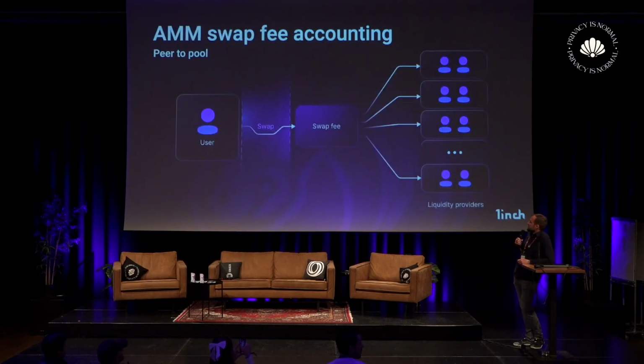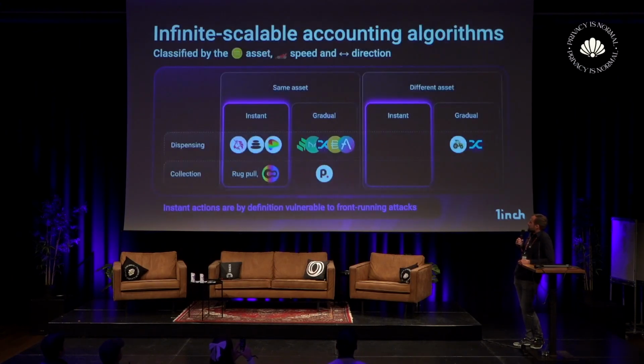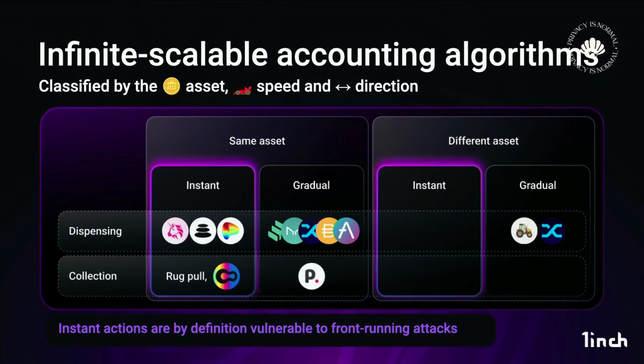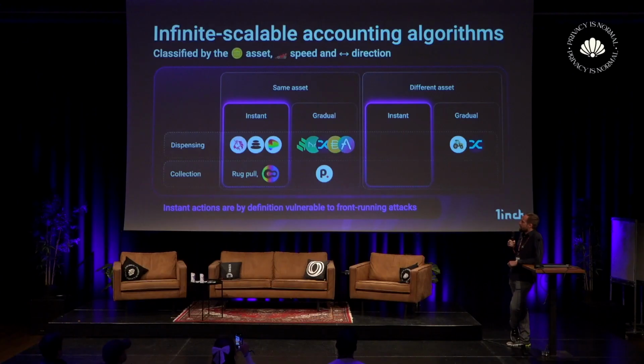That's probably it. Let me check if I have more slides. Yeah, okay, I forgot about this. So if we look at instant distributions, they have one common issue. They are all event-based, and this means that they are all triggered by a transaction. This also means that they are potentially vulnerable to front-running attacks and sandwich attacks.